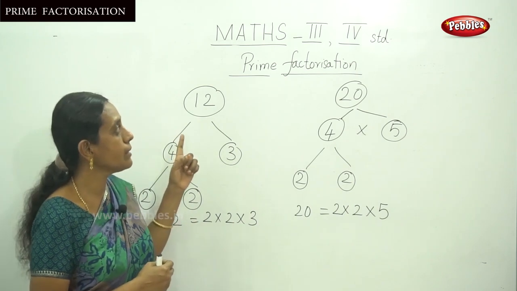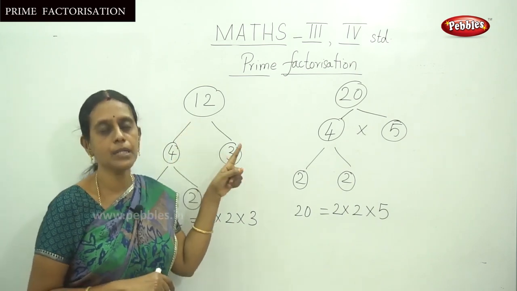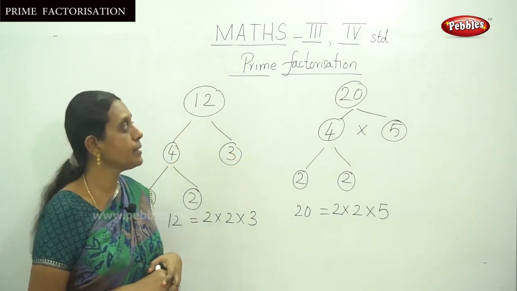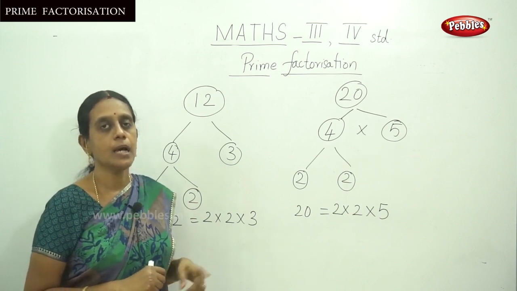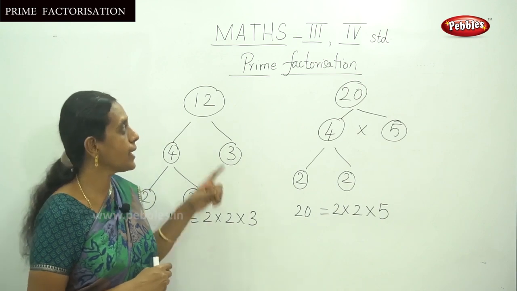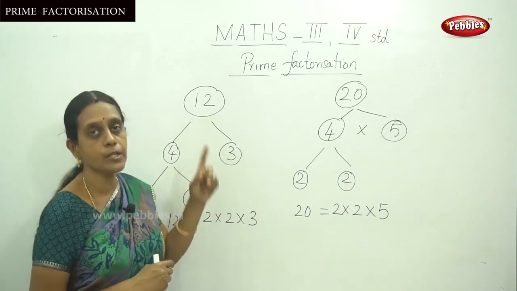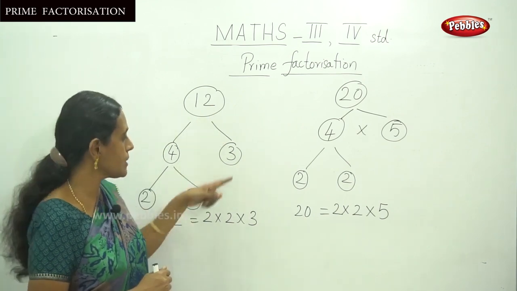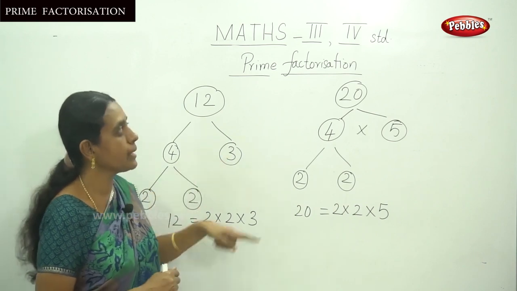Next we have learned about prime numbers and composite numbers. A prime number has only 2 factors, and a composite number has more than 2 factors. And finally we have discussed the prime factorization method, factorizing by using prime numbers.